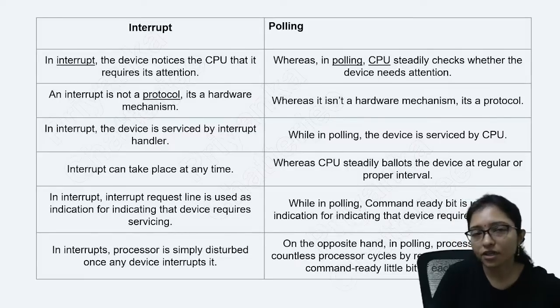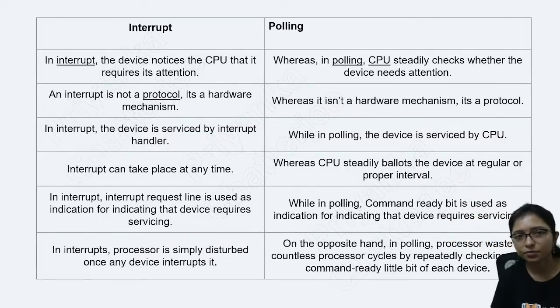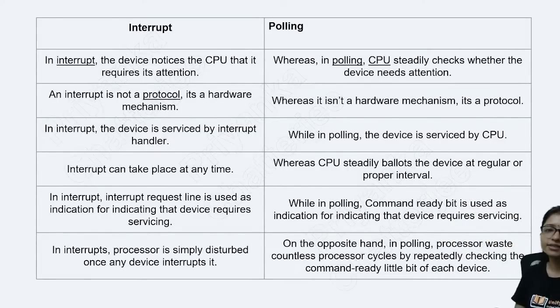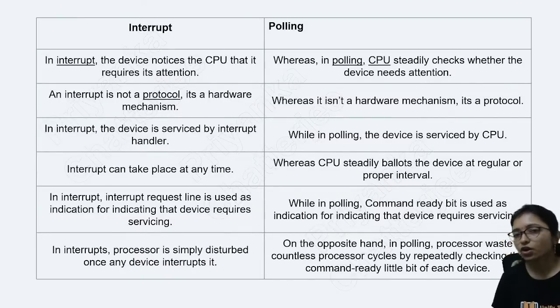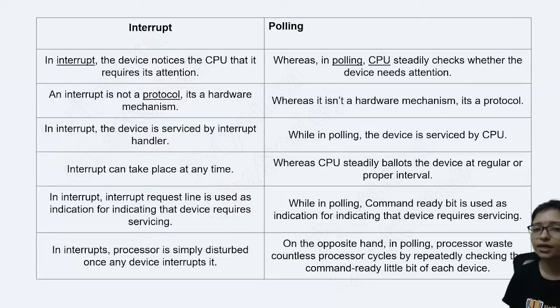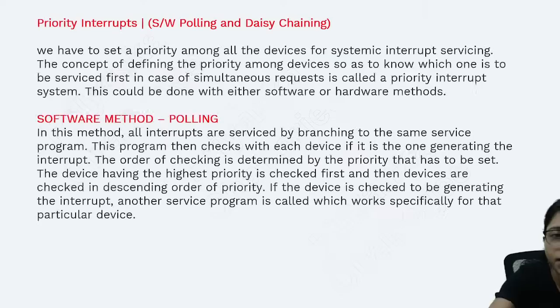You can see the difference between polling and interrupt, very, very important. In interrupt, the device notifies that attention is required, whereas in polling the CPU steadily checks whether it is required or not. Interrupt is mainly a hardware mechanism. Polling is not a hardware mechanism; it is handled by the software. This is the main difference between interrupt and polling.